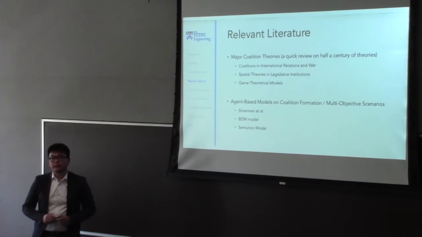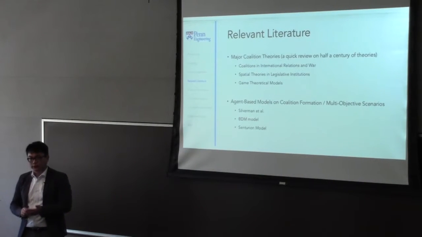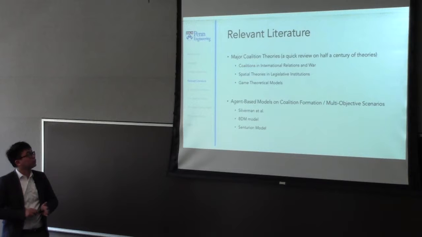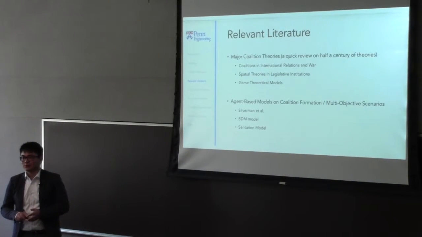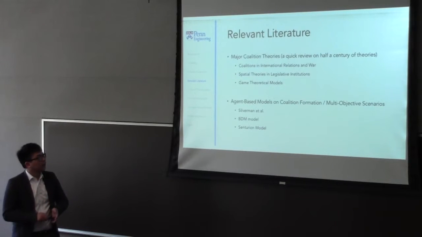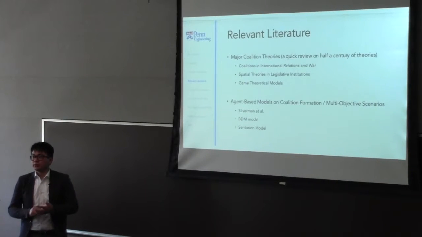So in terms of relevant literature, it falls into two parts. The one being the predominant coalition theories. I'd like to do a quick review of half a century of the models and theories. They primarily stem from three realms of study.